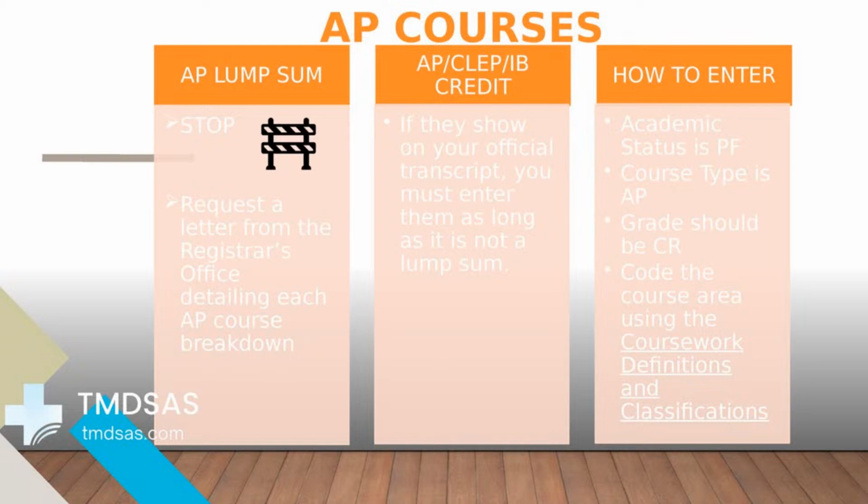So AP courses, one thing that is commonly confused is how to enter AP courses. Similar to dual credit, you'd want to put the academic status as pre-freshman, course type is AP, and for the grades, you would put CR or credit. Make sure you also code the coursework using the coursework definitions classifications page on our application guide, and enter them the way that they are on your transcript, as long as it's not a lump sum.